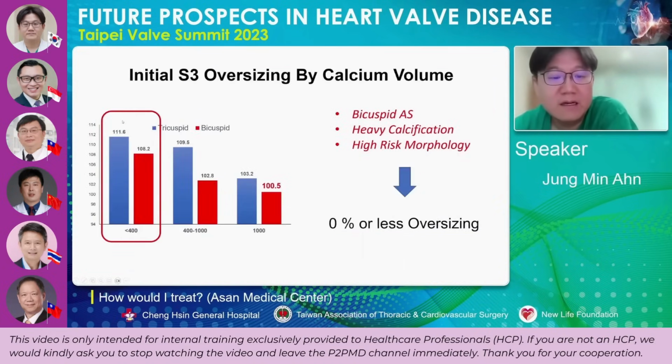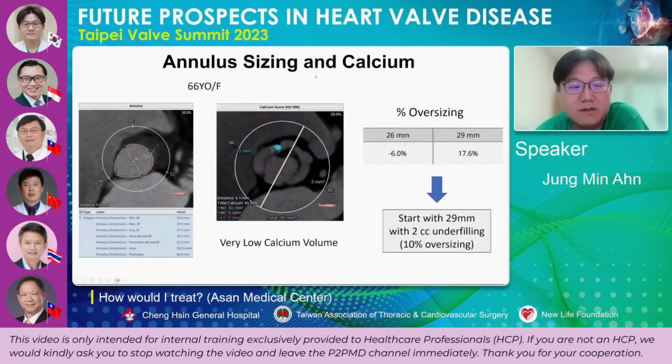So this is our device oversizing in bicuspid and tricuspid. Look at the small amount of calcification. Even though it is bicuspid, we apply similar oversizing as in tricuspid, but with severe calcification, with a volume of more than 400 to 1,000, we do not oversize too much, just normal. For this patient, the annular area was 502 square millimeters, with very low aortic valve calcification.